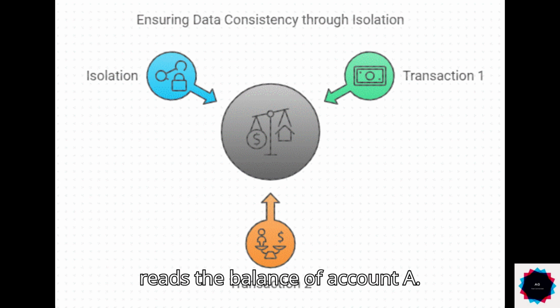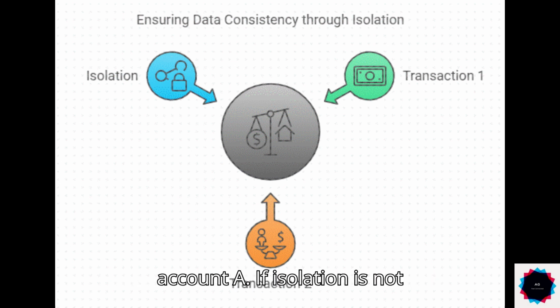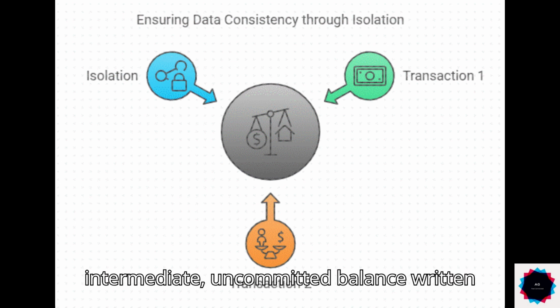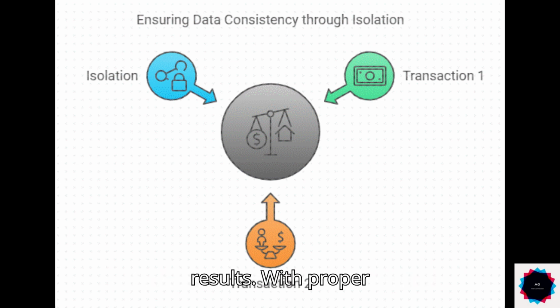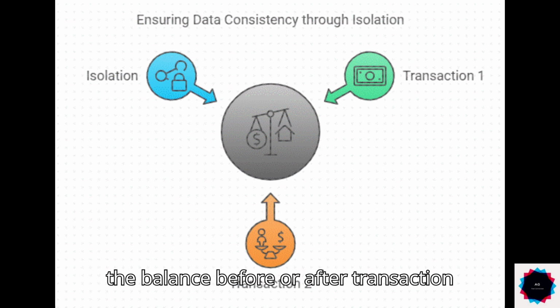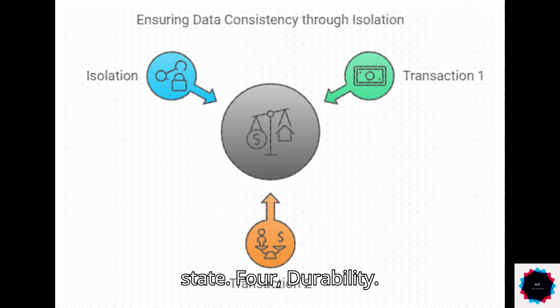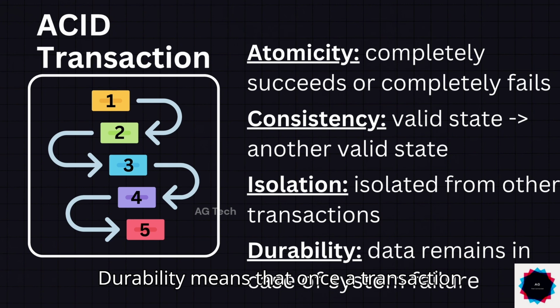Transaction 1 reads the balance of account A. Transaction 2 updates the balance of account A. If isolation is not maintained, transaction 1 might read an intermediate, uncommitted balance written by transaction 2, leading to incorrect results. With proper isolation, transaction 1 will either read the balance before or after transaction 2's changes, not during the intermediate state.